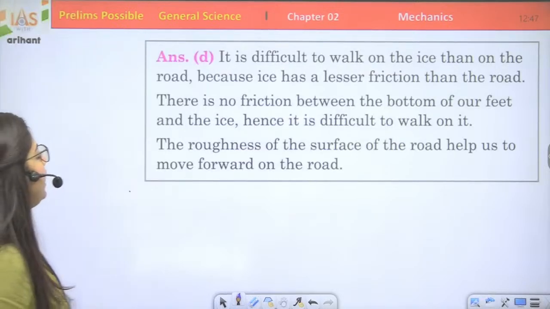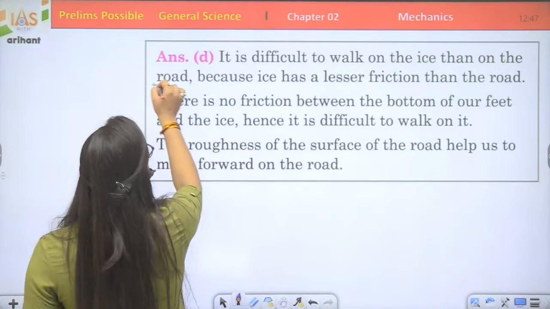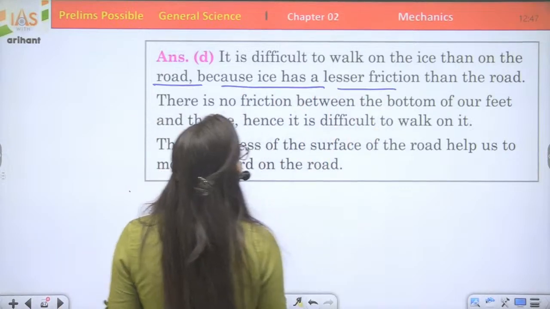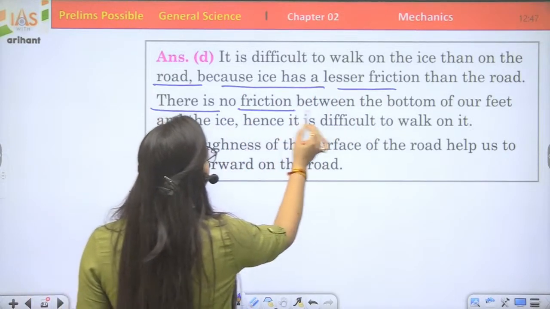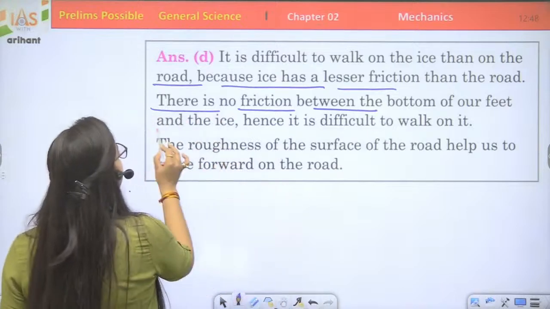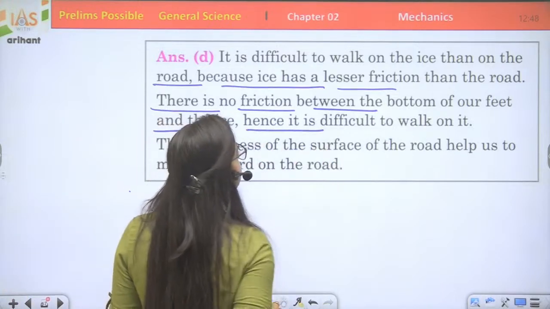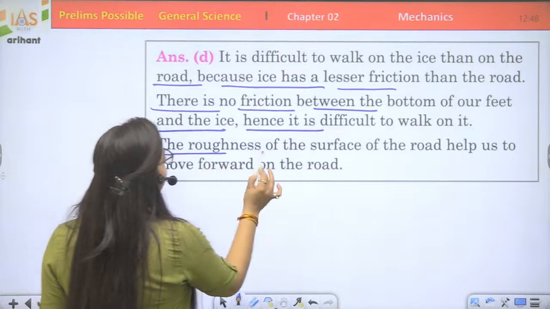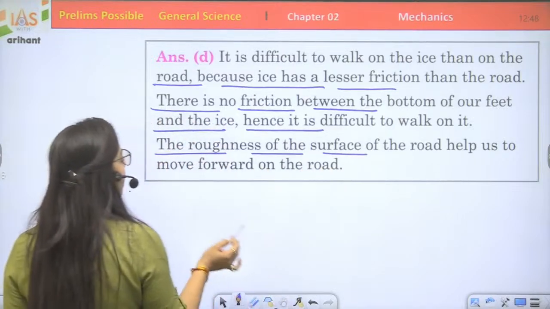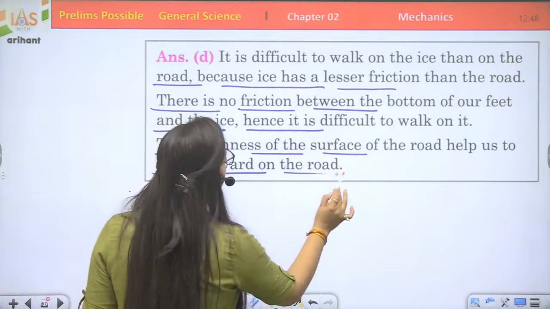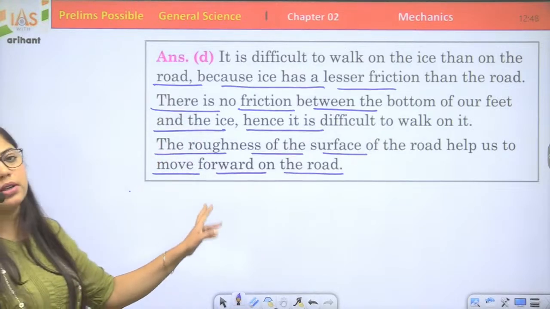Okay, this one. It is difficult to walk on the ice than on the road because ice has a lesser friction than the road. There is almost no friction between the bottom of our feet and the ice. Hence, it is difficult to walk on it. The roughness of the surface of the road helps us to move forward on the road. This is because of the friction.